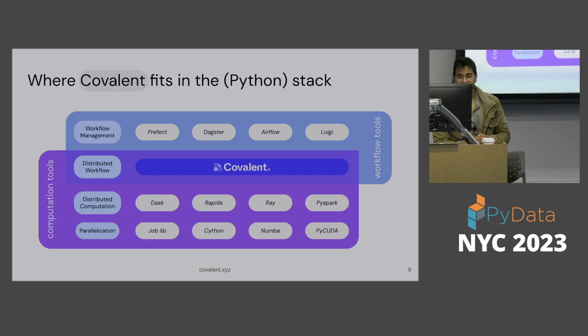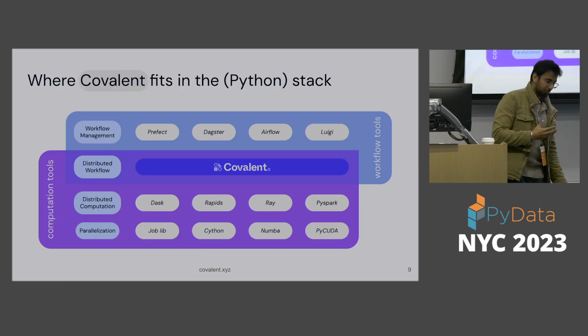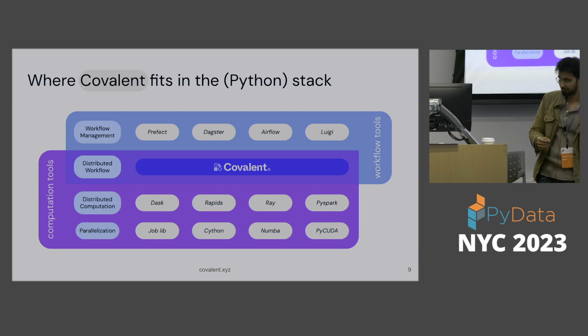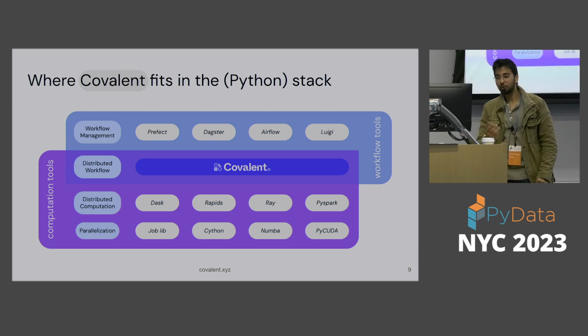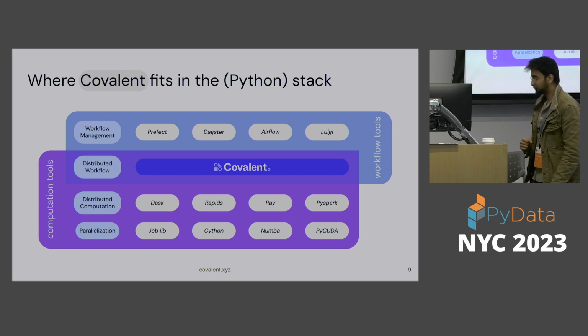Alright, so whenever we talk about Covalent, this is a slide that people usually ask about: why do I need to use Covalent instead of A, B, and C? So this is where we fit in.